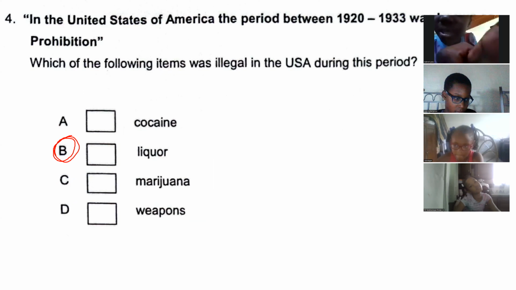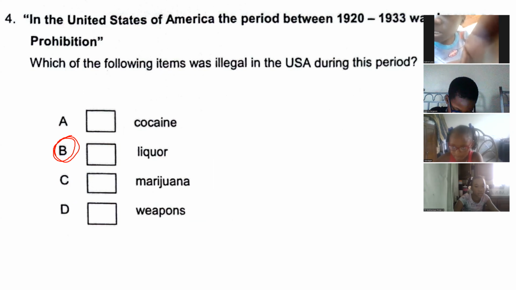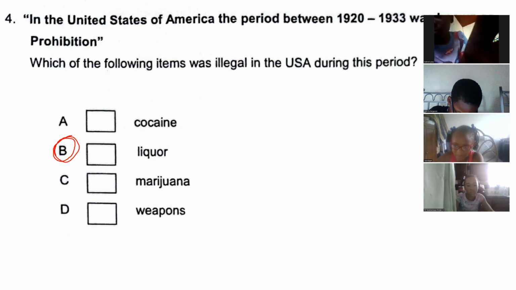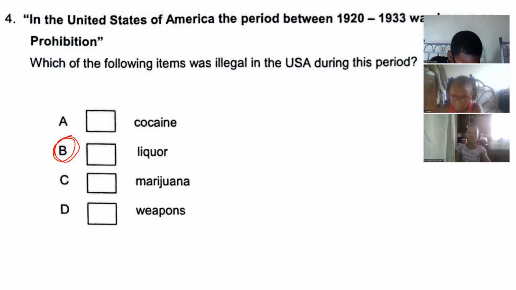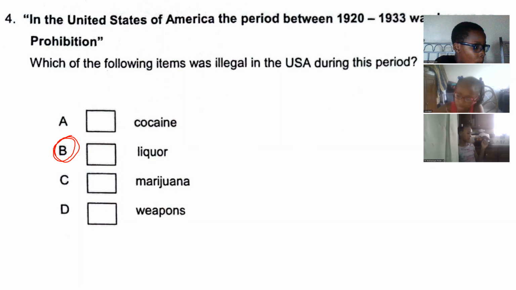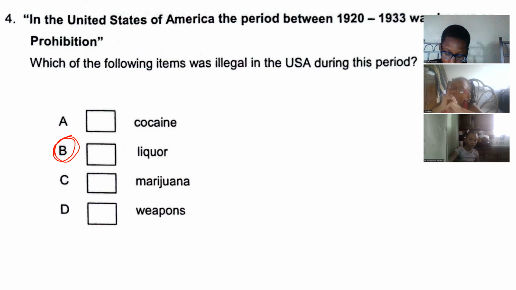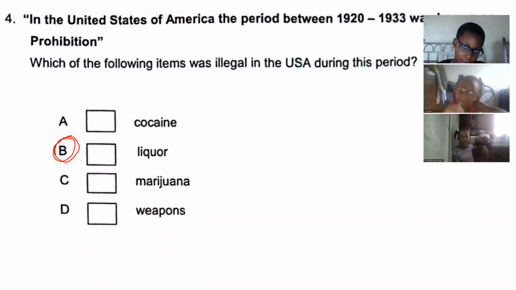In the United States of America, the period between 1920 and 1930 was known as Prohibition. Which of the following items was illegal in the USA during this period? A. Cocaine, B. Liquor, C. Marijuana, D. Weapons. And the answer is B, liquor.